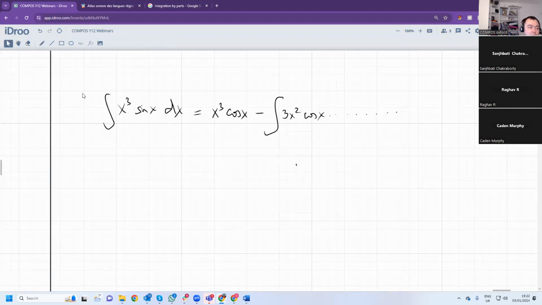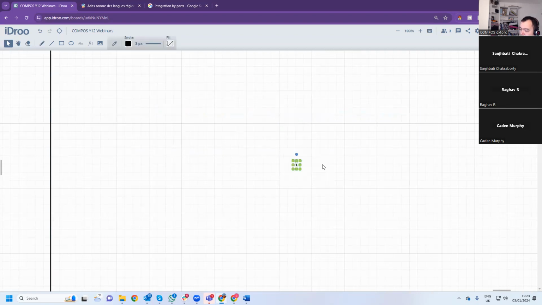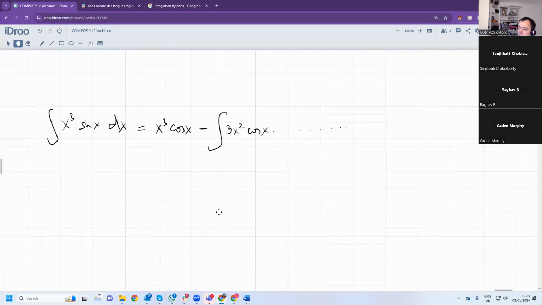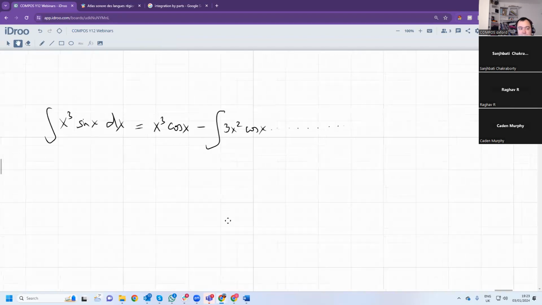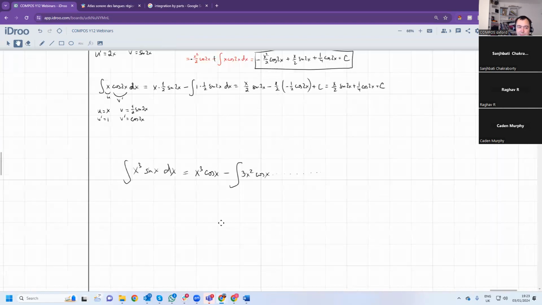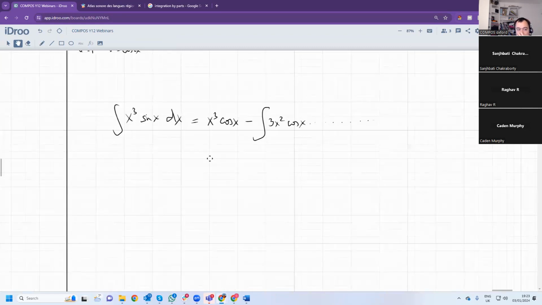Tabular method. What do you mean by tabular method? DI table. I'm not sure what you're referring to, so I can't comment. There's a table of integrals, if that's what you're referring to. You can use tables of standard integrals. But yeah, probably not that.